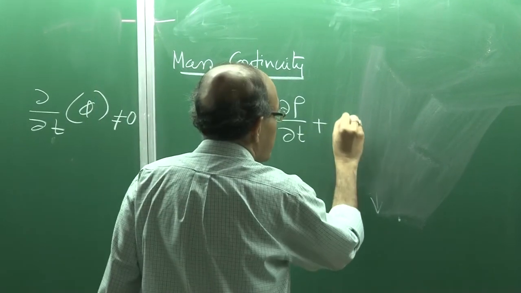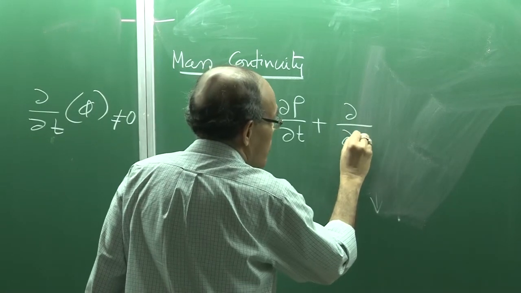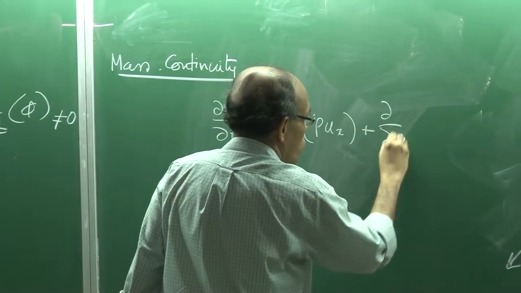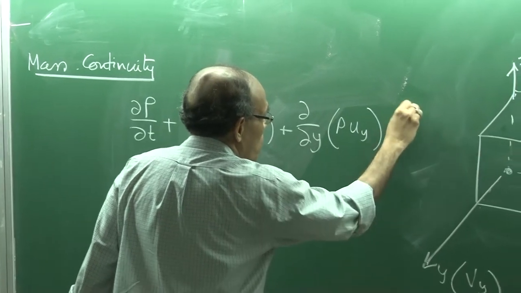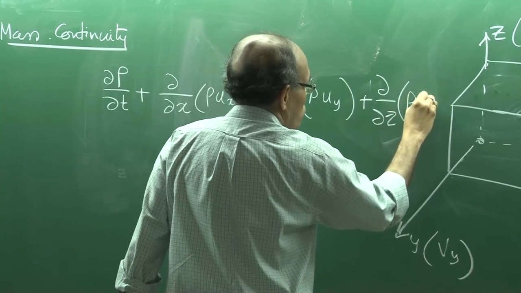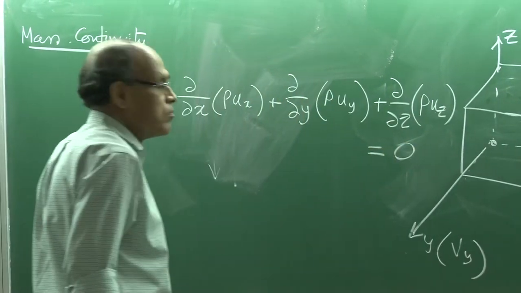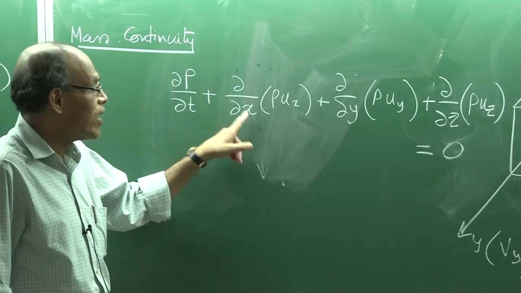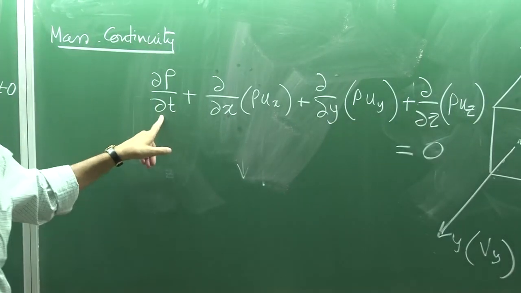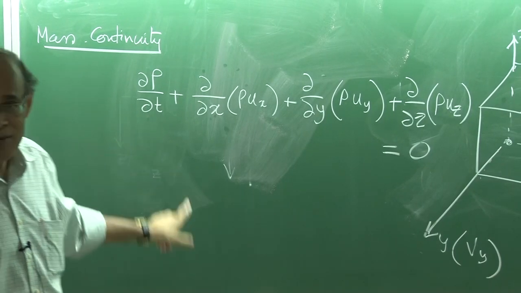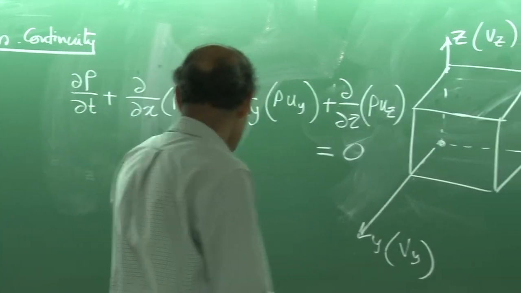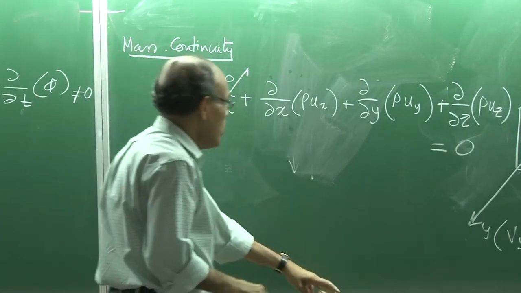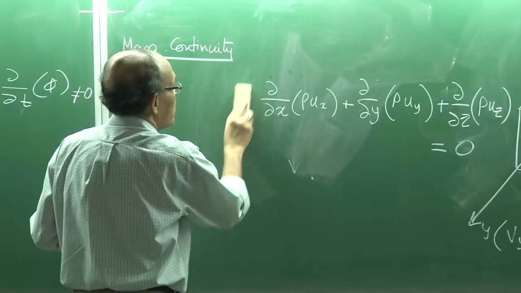the net rate of accumulation is equal to, I write it in an expanded form, rho times ux, and so on. Each of these terms represents the net efflux of mass along the x direction, y direction, and z direction, and this represents the net rate of accumulation. As I said, if I am dealing with an incompressible flow, and most of the time in metallurgical engineering we will encounter incompressible flow, then I can say that this term is equal to 0. So essentially what we are left with as an expression for mass continuity is this.